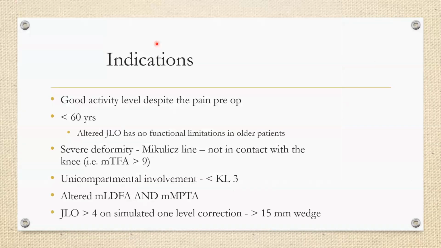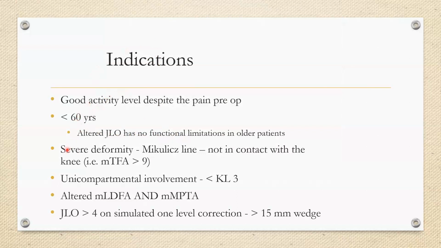So when do we need a double level osteotomy? As with any other osteotomy, there should be a good pre-op pain-free activity level to plan for an osteotomy. And joint line obliquity has a major implication. As per studies at present, major implications are seen only in patients less than 60 years. More than 60 years, joint line obliquity doesn't have much functional implication. So it is ideally indicated only in patients less than 60 years.